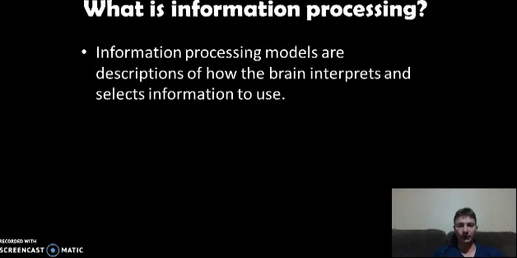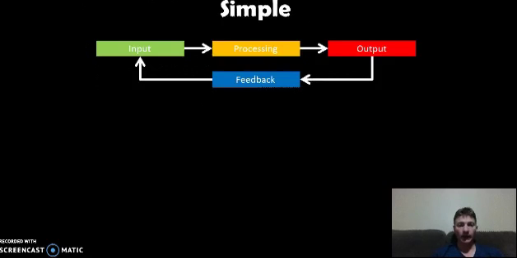So information processing models are descriptions of how the brain interprets and selects information to use. So you're looking at how exactly athletes interpret information, select information, and then how they choose to use that information. So in sport, these models help us to understand how athletes analyze games and select skills to execute. So really very simple. We're not going to go into a complex model, but a very simple model.